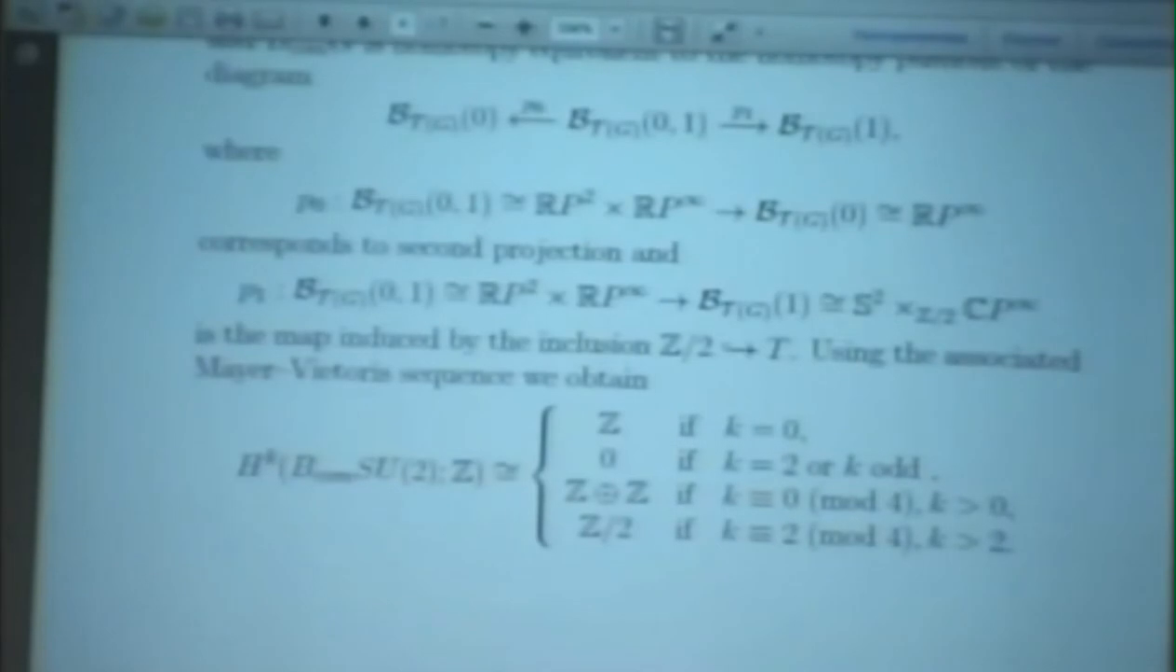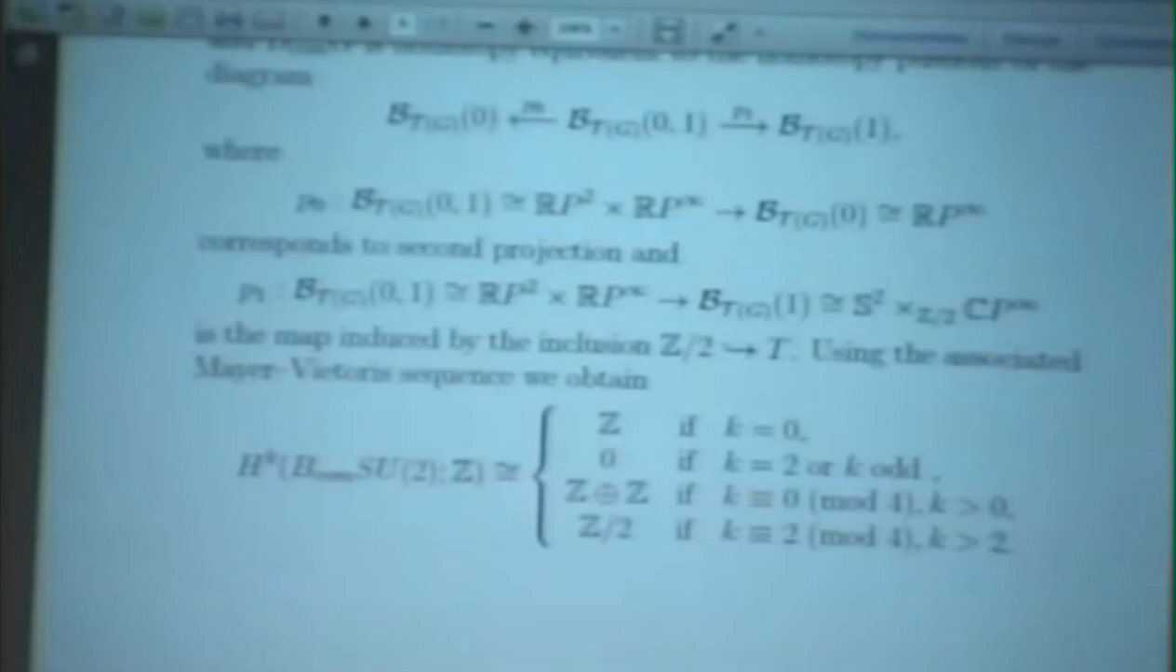So it's a homotopy pushout of this diagram. You compute that, and you get the following calculation for the cohomology. So the cohomology is going to be a Z in degree 0. It'll be 0 if k is equal to 2 or k is odd. Z plus Z if k is congruent to 0 mod 4, k greater than 0. And you'll have a Z mod 2 if k is congruent to 2 mod 4.